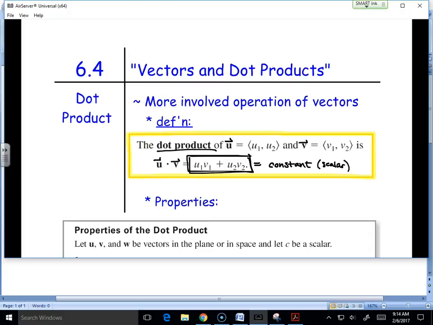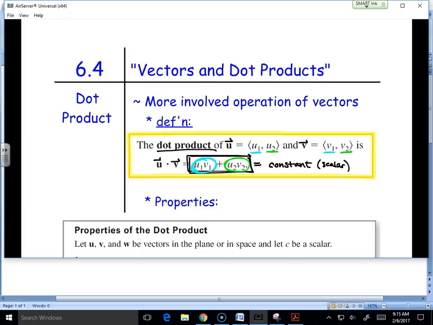Where do u1 and u2 come from? The a of u and the a of v. If I was to color code this, I could make it something bright. The a of u, the a of v becomes u1, v1. So multiply the firsts, plus multiply the seconds, u2, v2, which is the a and the b of vector u and vector v. Multiply those two, add them together, and you get your one constant.